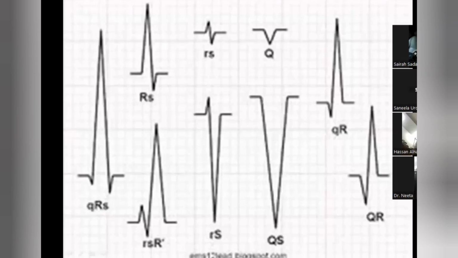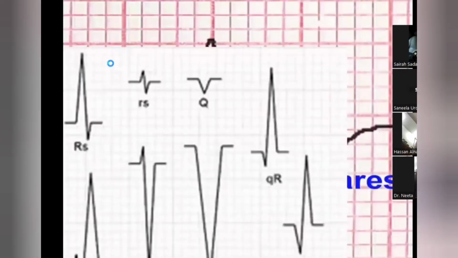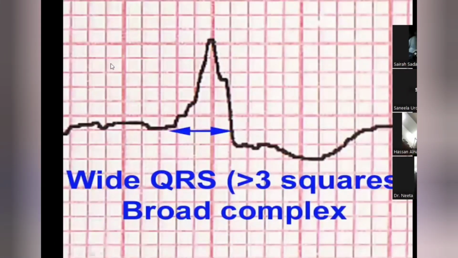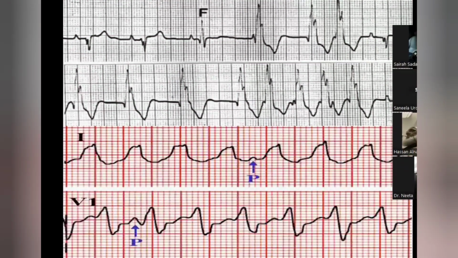QRS complex, sorry. This is a horrible diagram of a wide QRS complex. It's not too good. Okay, these are the good ones. This is a slurred QRS complex. This is normal. This is slurred and this is broad. As you can see, this is broad, so this is abnormal. This is abnormal, and this QRS complex is abnormal.